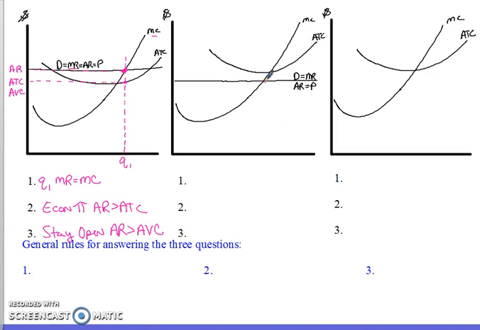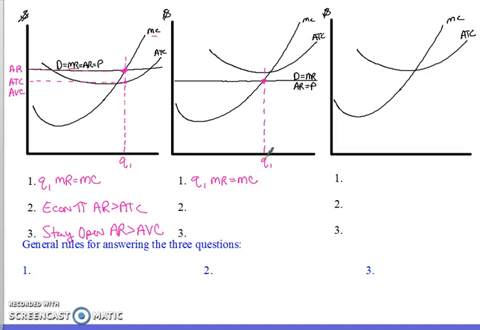All right, answer the 3 questions. Where do we produce? We produce where the marginal revenue is equal to the marginal cost. So we're going to produce right here at Q1, where marginal revenue is equal to the marginal cost. Marginal revenue equals marginal cost. Question number 2, profit or loss.